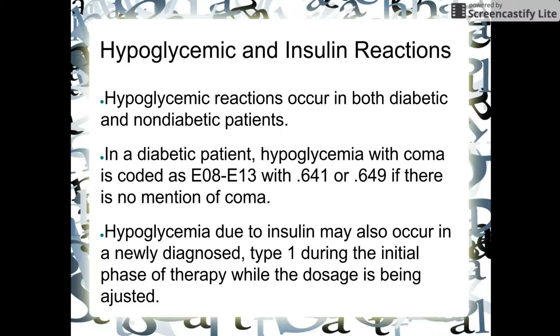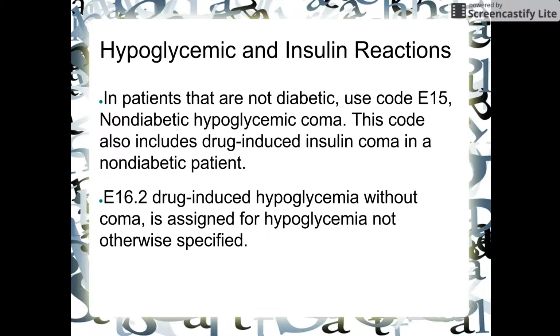Non-diabetic hypoglycemia, you code to E15 with coma. Use it to tell if it has a coma or not. And then E16.2 is drug-induced hypoglycemia.